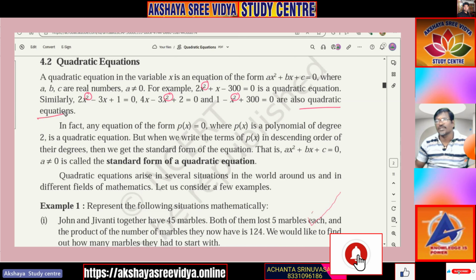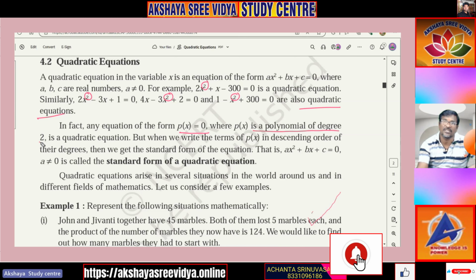In fact, any equation of the form P of x equal to 0, where P of x is a polynomial of degree 2, is called a quadratic equation. But when we write the terms of P of x in descending order of their degrees, then we get the standard form of the equation. The standard form is ax squared plus bx plus c equal to 0, where a is not equal to 0. That is called the standard form of a quadratic equation.